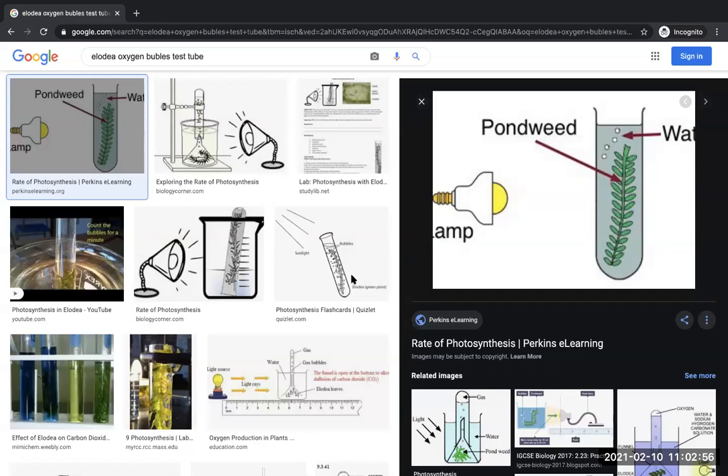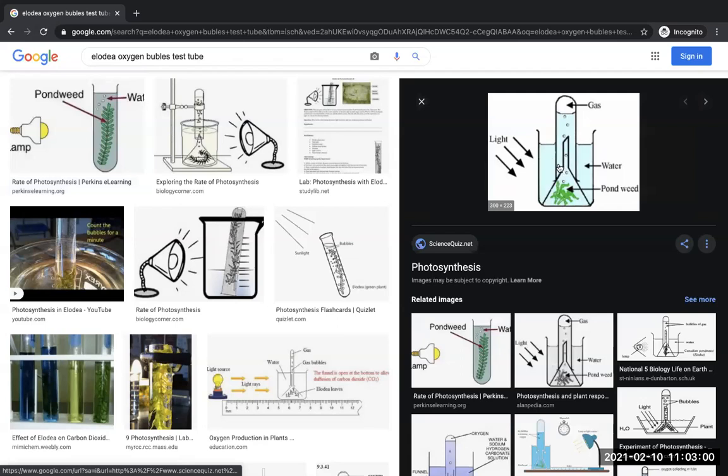So what you can do, you can take this and flip it like this, and then you can measure the amount of gas produced depending on which light it is. So that's the experiment that we would have done in the lab today. But this is how you can measure the amount of photosynthesis.